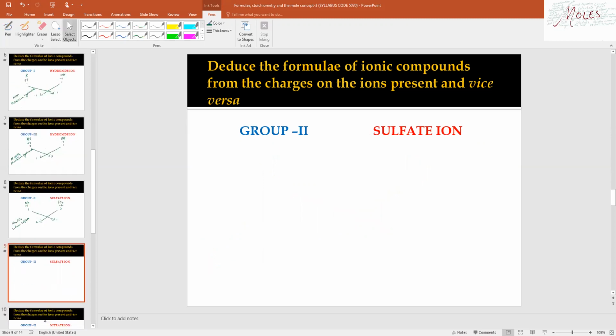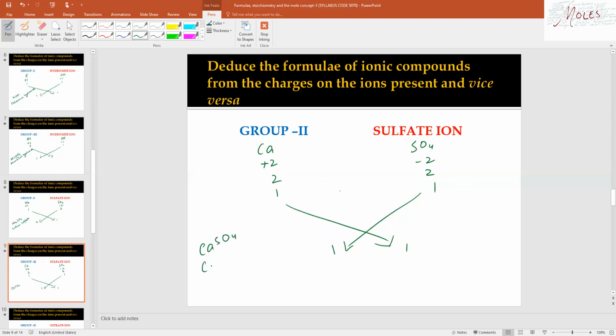Now I'm taking calcium from group 2. Here's the valency. Here's the sulfate ion. If you want, you can simplify the values here. We'll get 1, 1, swap subscripts, you will get CaSO4. The name is calcium sulfate.